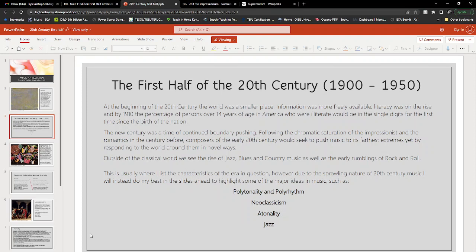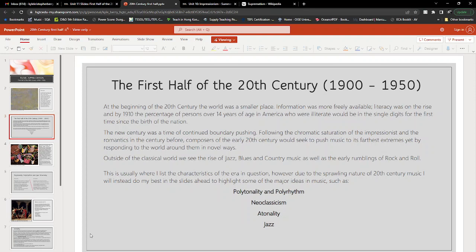This is usually where I list the characteristics of the era, but due to the sprawling nature of the 20th century, I'm instead focusing on some of the big ideas in the music. It's hard to say these are the characteristics of 20th century music because there's just so much. There are so many different kinds of music that we'll be looking at, and they become very important during this time. So instead, I'm looking at a couple of major ideas that show up in different ways.